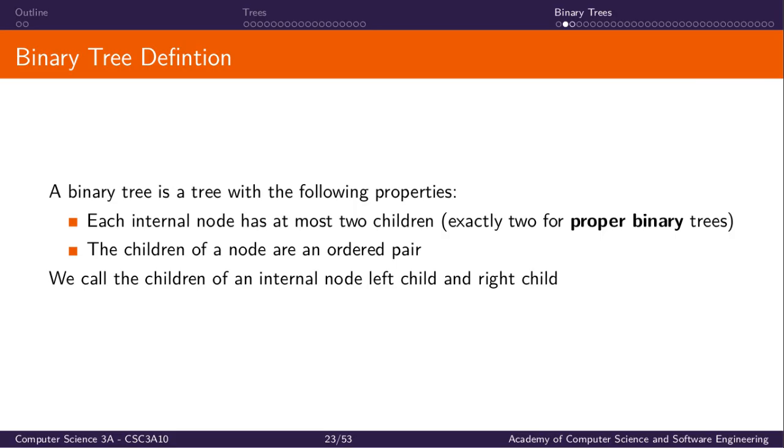So we can have a node with 0 children, which is our external node, or 1 child or 2 children, our internal nodes. The children of the node are now an ordered pair, and we can now uniquely refer to each of them as either the left child or the right child.